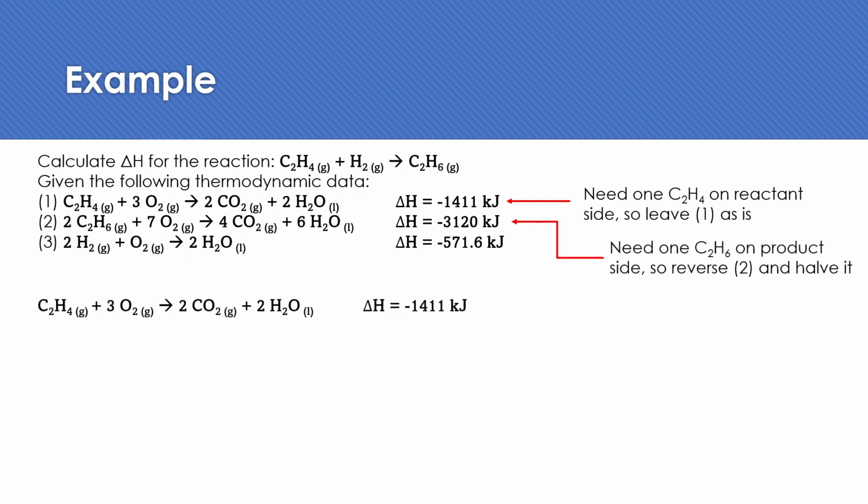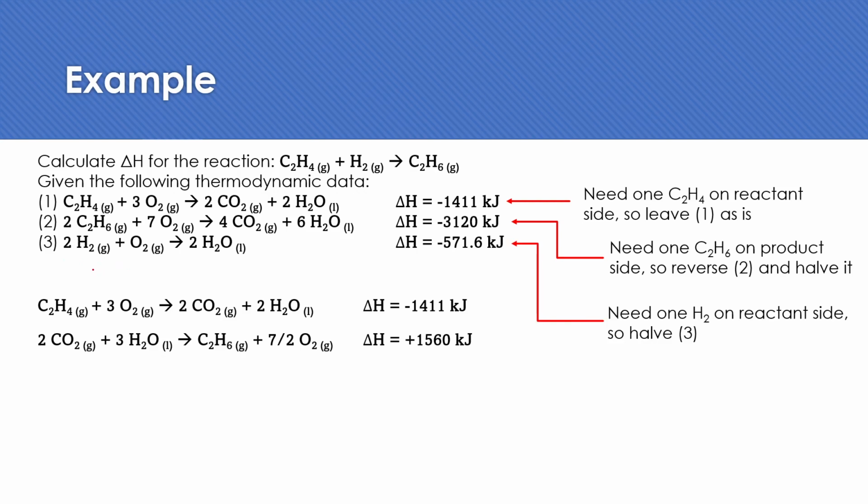I need 1 C2H6 on the product side. So I not only have to reverse this reaction, but I also have to halve it. And so I'll do the same thing to the enthalpy. So reverse the enthalpy, times -1, and then halve it. And I need 1 H2 on the reactant side. So I'm just going to have equation 3 halved. So remember, I'm going to also halve the enthalpy.